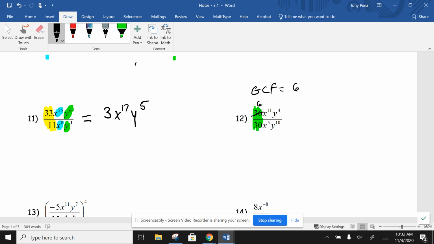So 36 divided by 6 is 6. 30 divided by 6 is a 5. I guess it was 1.2 then, wasn't it? The decimal you should have gotten. Okay, so this becomes a 6 in the numerator and a 5 in our denominator, 6/5.